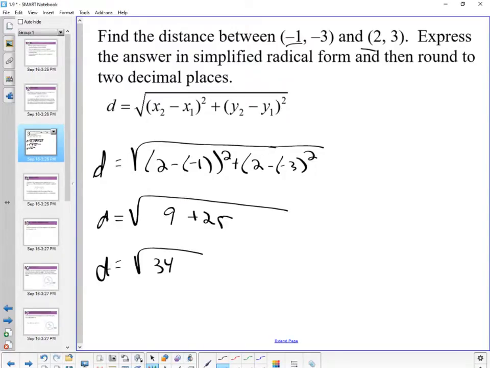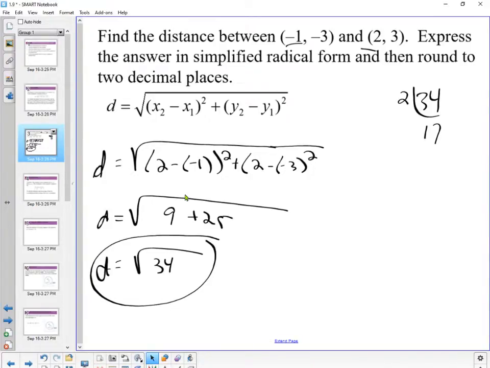Okay, I'm going to try using my upside down cake. I'm going to check. What's half of 34? 17. I can't break down 17, so this is it. The distance between those 2 points is that.